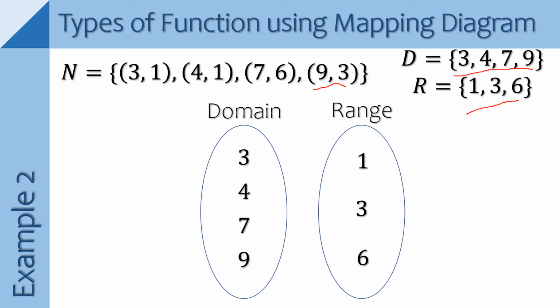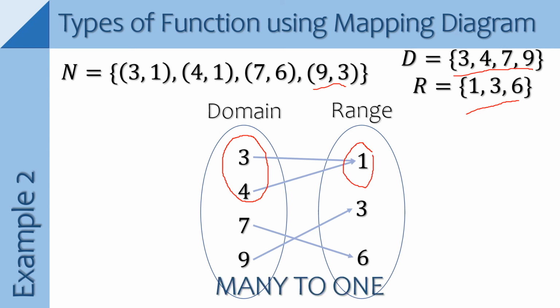Okay, ngayon, let's map 3 and then 1. 3 and 1. So we have 4 and 1. 4 and 1. We have 7 and 6. And then we have 3 and 9. Okay, so as we can see, etong domain natin na 3 and 4, nag-corresponds lamang sa iisang range. Kaya ang tawag doon ay many to one. So may dalawa o higit na domain na correspond sa iisang range.